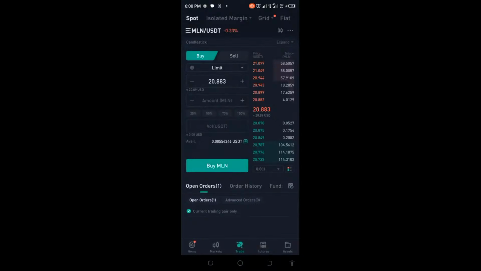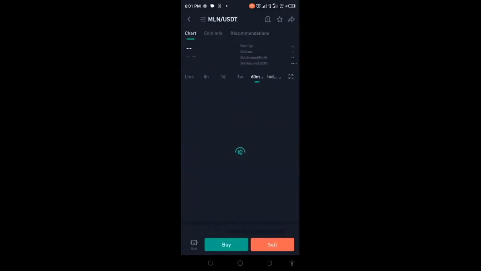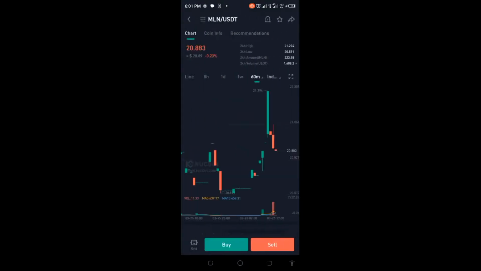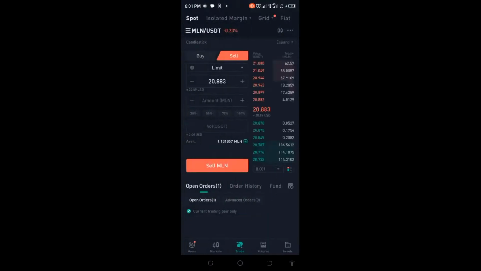Let me try and see. Oh, still the same. Still the same. Is this going to take long before it goes up high? I'm not going to place a bet on that. But what I would do to try to sell this to BTC is put my eyes on MLN USDT. If it crosses 20.9 something, I'm going to do this. Let me see what we have here.